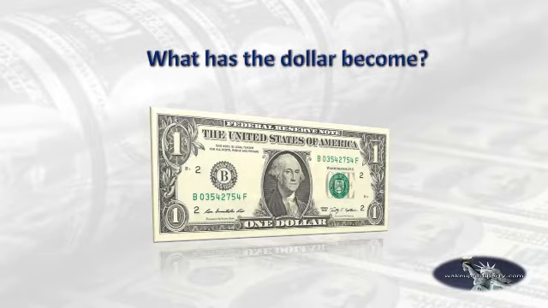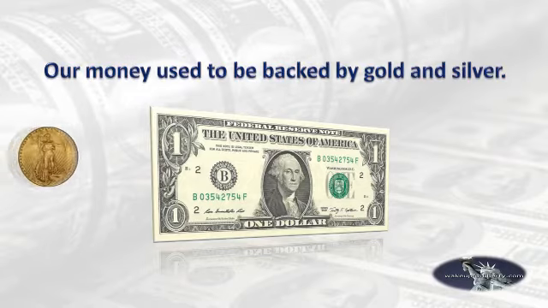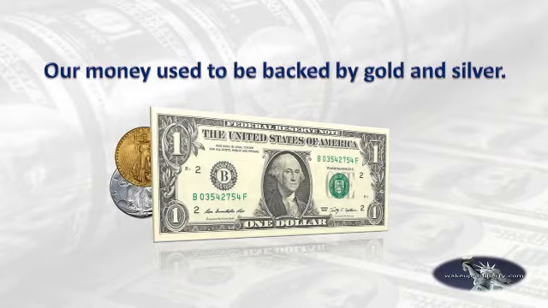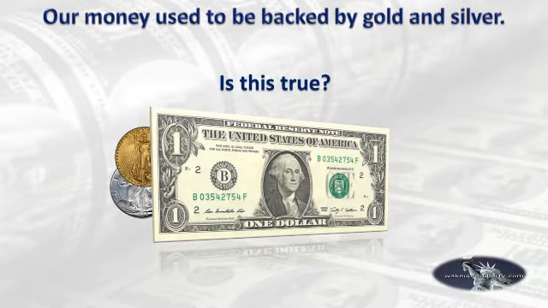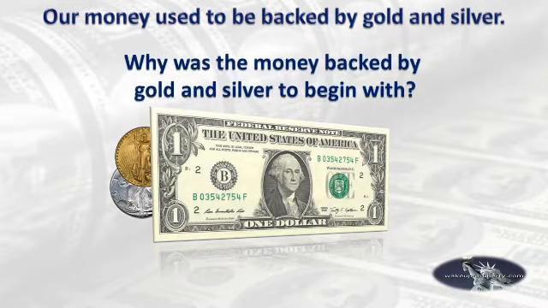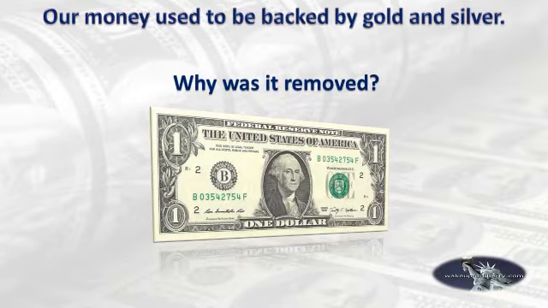It all starts from a little saying that goes something like this: our money used to be backed by gold and silver. To someone that is not familiar with this claim or is simply unaware of the path that the dollar has taken over the years, one may ask, is this true? Why was the money backed by gold and silver to begin with? And why was it removed? This is where our journey begins.